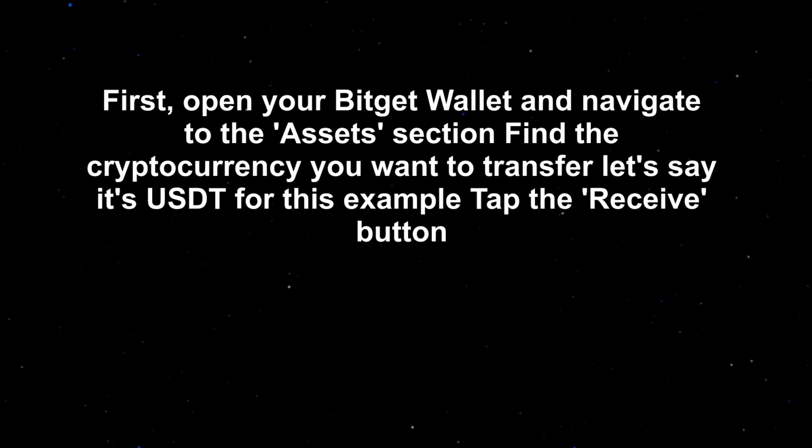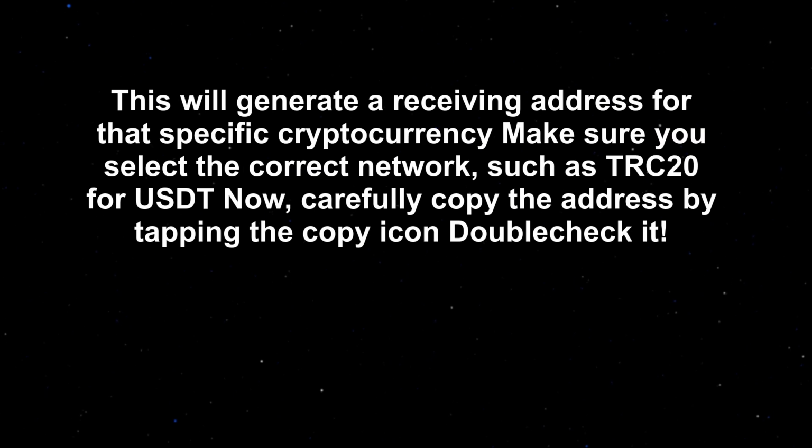Let's say USDT. For this example, tap the Receive button. This will generate a receiving address for that specific cryptocurrency. Make sure you select the correct network, such as TRC20 for USDT. Now, carefully copy the address by tapping the copy icon.